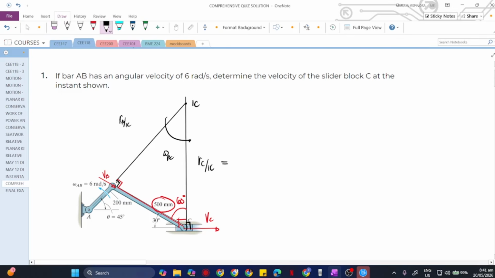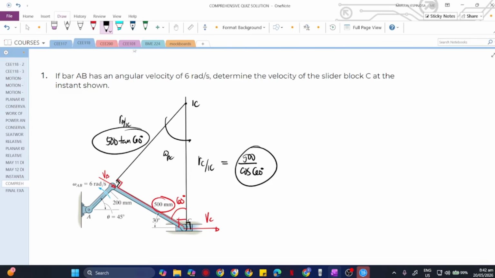Since we have the adjacent and we are getting the hypotenuse, we can use the cosine. Therefore, our RCIC hypotenuse will be equivalent to 500 over cosine of 60 degrees. And then our RBIC, since that is opposite, tangent 60 is opposite over adjacent, so that will become 500 as our adjacent side multiplied by tangent of 60 degrees. So, this is our RBIC, this is our RCIC.